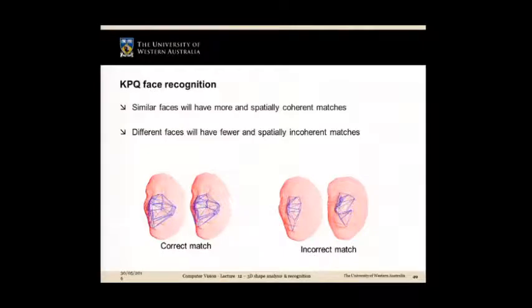So similar faces will have more and especially coherent matches, and different faces will have fewer and especially incoherent matches. Similar faces will give you good matches, and you'll get a good correspondence in that case. And if you align those faces, you get good recognition results, right?